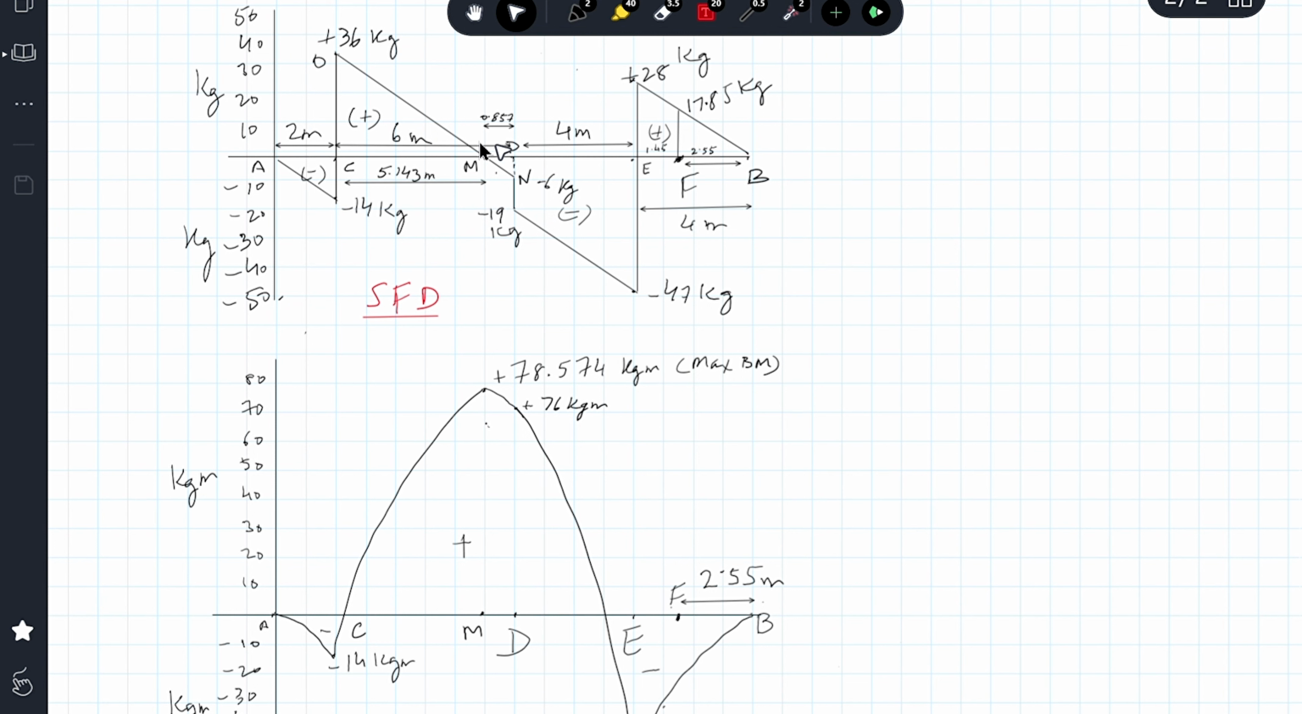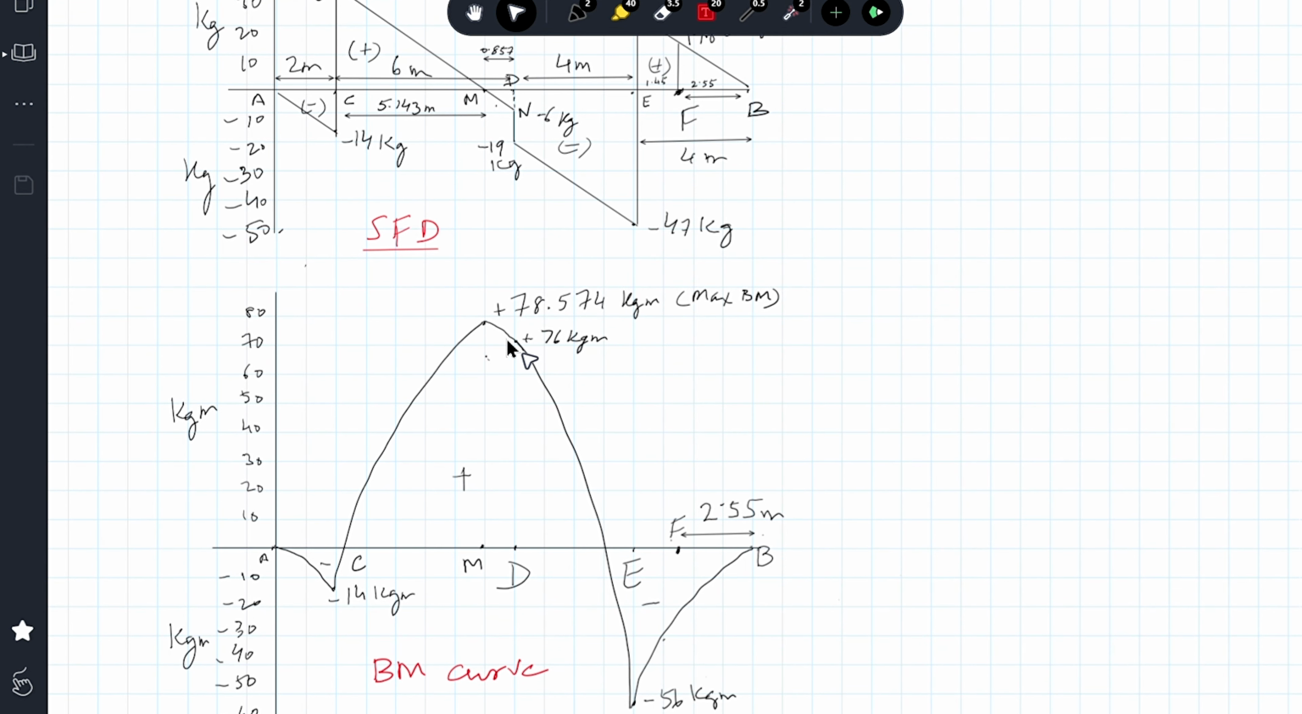Then between M and D there is a small value, 78, 76, so a small curve will come. Then from D to E, again we have a slanting line. You can see the SF value is increasing downward, so the slope also will increase. Increasing slope means it will be nearly vertical, and here it will be curving, because the slope is less here. So it is curving here on top and then becoming nearly vertical because the slope is increasing.